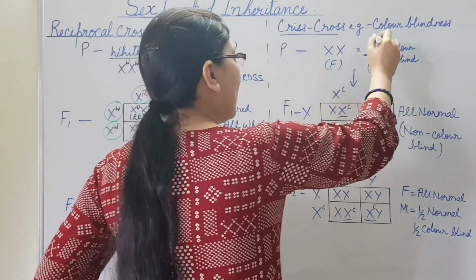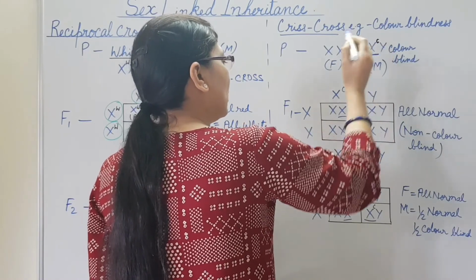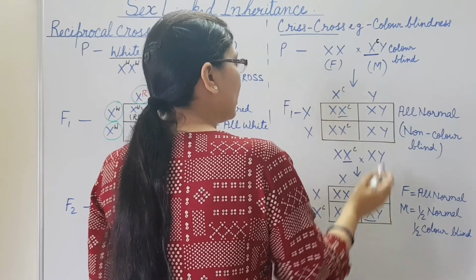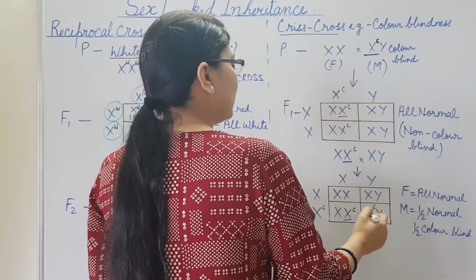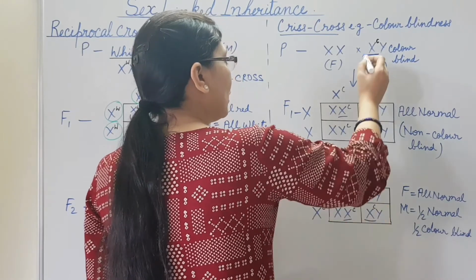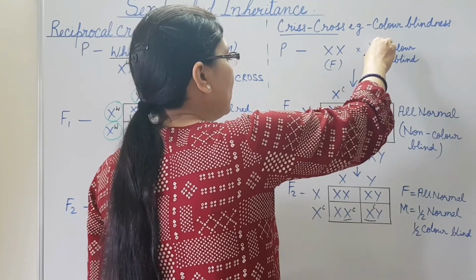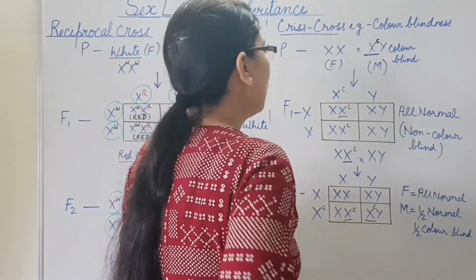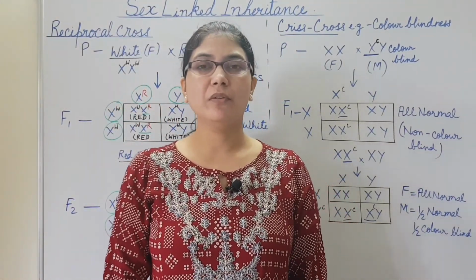So, this allele for color blindness is transferred from the father to the daughter and from the daughter to the son. Father is colorblind, mother is a carrier and grandson is colorblind. The allele for color blindness is transferred from the father to its grandson via the daughter. So, this is known as the criss-cross pattern of inheritance or skip generation.